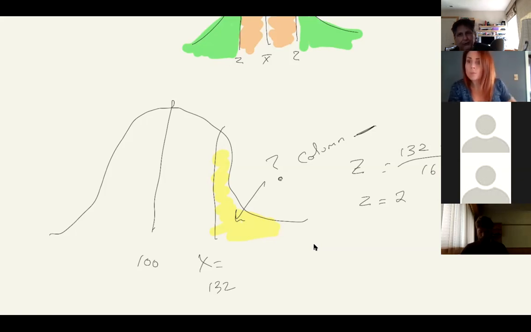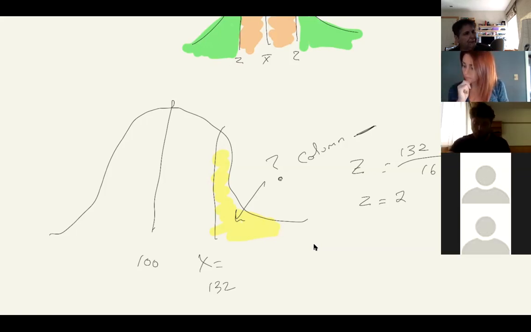And at this point, I should be able to choose any one of you by name, and you should be able to give me that column area and answer the question. But let me just ask for volunteers because you're doing it from home and it's confusing. Who knows what percentage of the curve, what percentage of people have a score above a Z-score of 2?